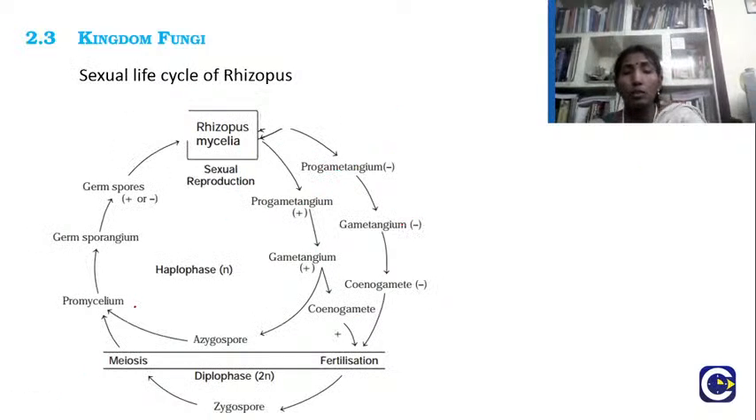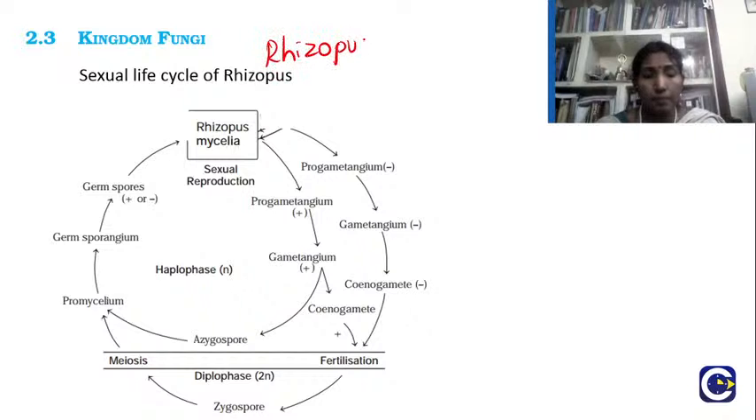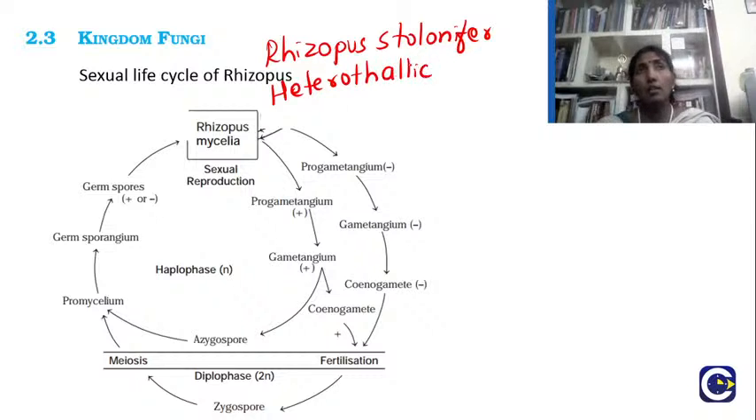Now coming to the important concept, how the sexual reproduction takes place, taking an example like Rhizopus. The full name is Rhizopus stolonifer. It is actually heterothallic. I have already said, what is heterothallic? That means there is fusion of two genetically different types. So they will have two types of thalli, the mating types, represented as plus and minus.